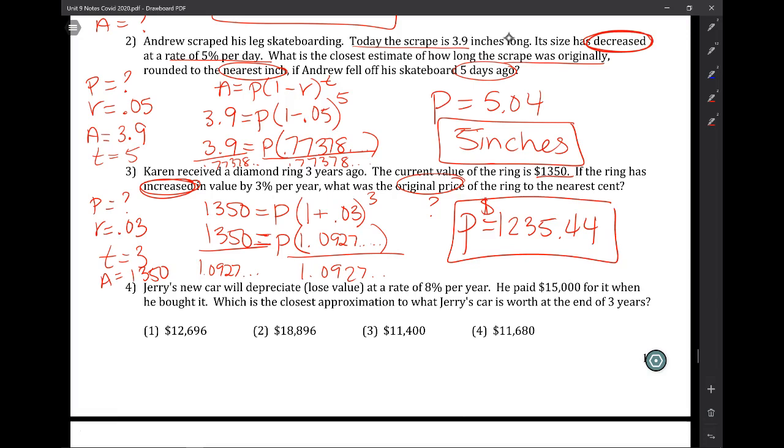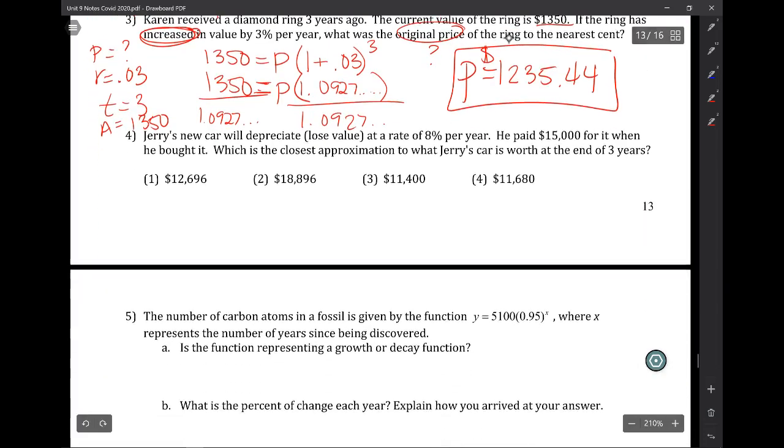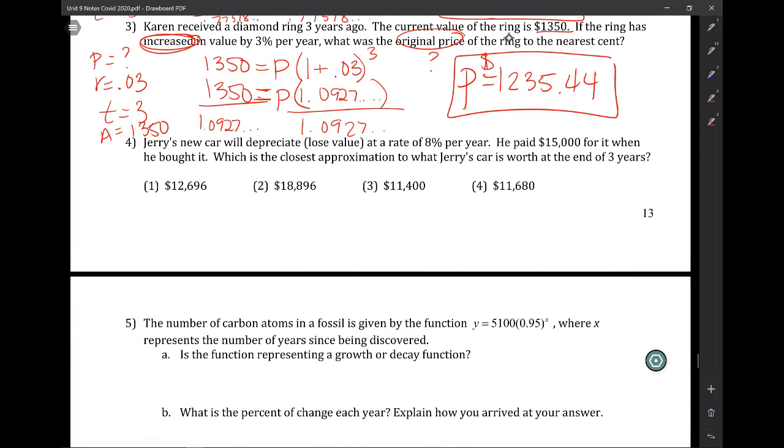All right, let's do another depreciation one. So a lot of times your parents might say, once you get to the age of buying a new car, that cars depreciate the minute you drive them off the car lot. So Jerry's car will depreciate or lose value at 8% per year. So the rate of depreciation, losing, decay, whatever, is 0.08. He paid $15,000 for it when he initially bought it. So that's P.